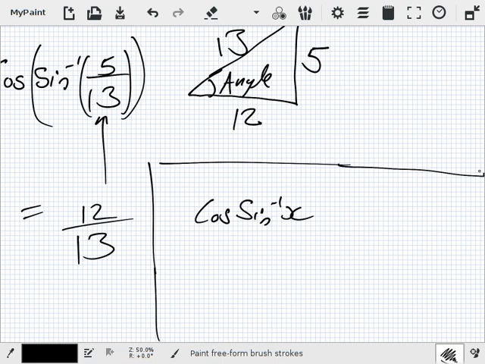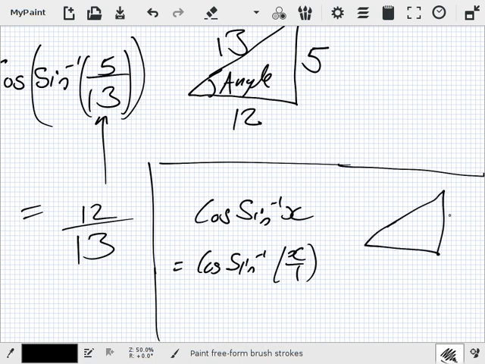Got it? Maybe. Let's have a look. So the trick here is to change this into cos sine inverse x over 1. And this is a triangle whose opposite is x and hypotenuse is 1. So its adjacent is... Yeah. And cos is adjacent over hypotenuse. So the answer here is root 1 minus x squared, like that.